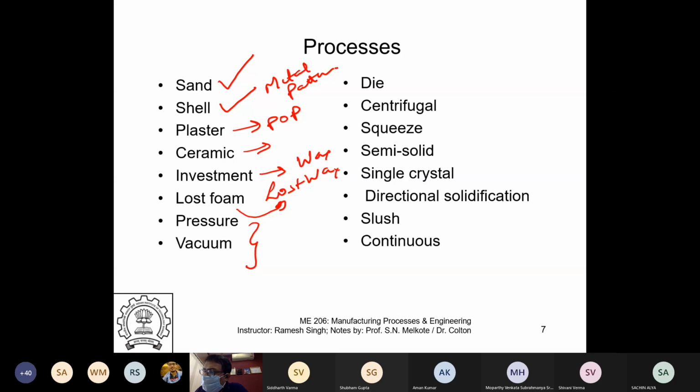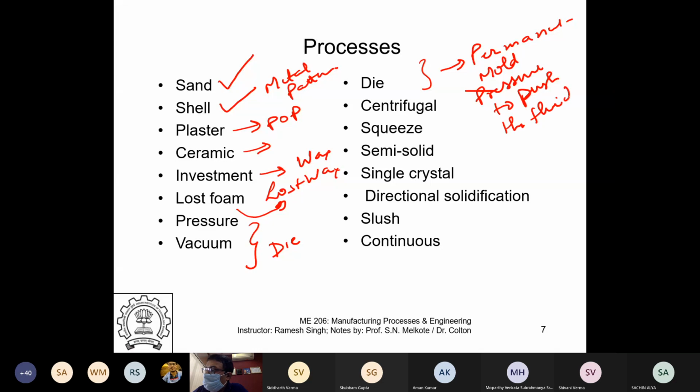Pressure and vacuum are die casting processes. In die casting, you have a permanent mold. And since there are thin pieces, you need pressure to push the fluid in. Squeeze casting is where you squeeze the material in. Semi-solid is a combination of casting plus forming.